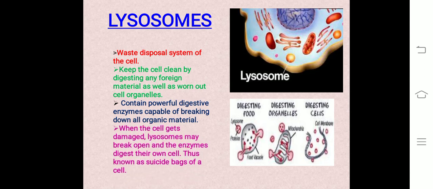During the disturbance in cellular metabolism, for example, when the cell gets damaged, lysosomes may break up and enzymes digest their own cell. Thus, they are known as suicide bags of a cell. Structurally, lysosomes are membrane bound sacs which are filled with digestive enzymes, and these enzymes are made by rough endoplasmic reticulum.